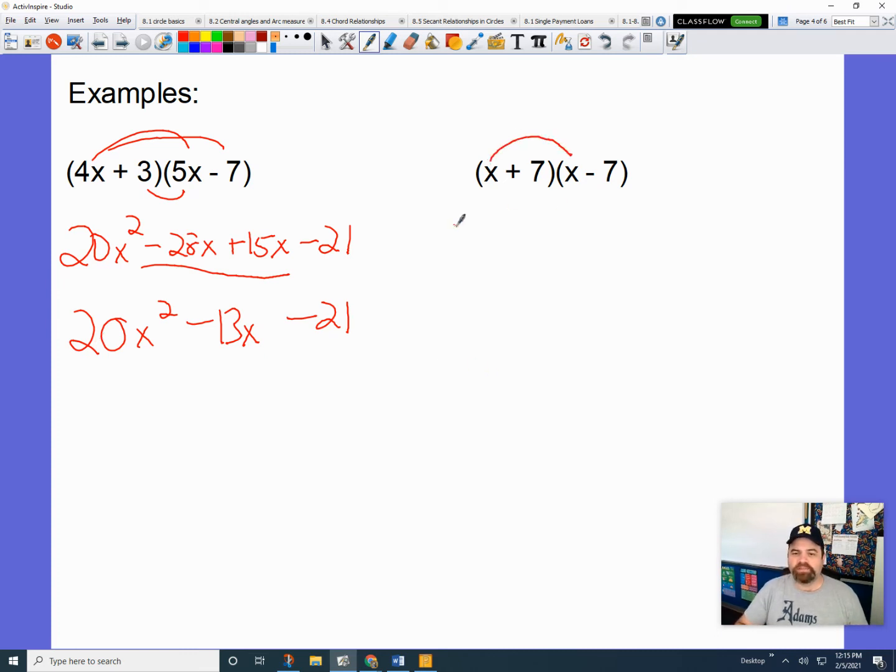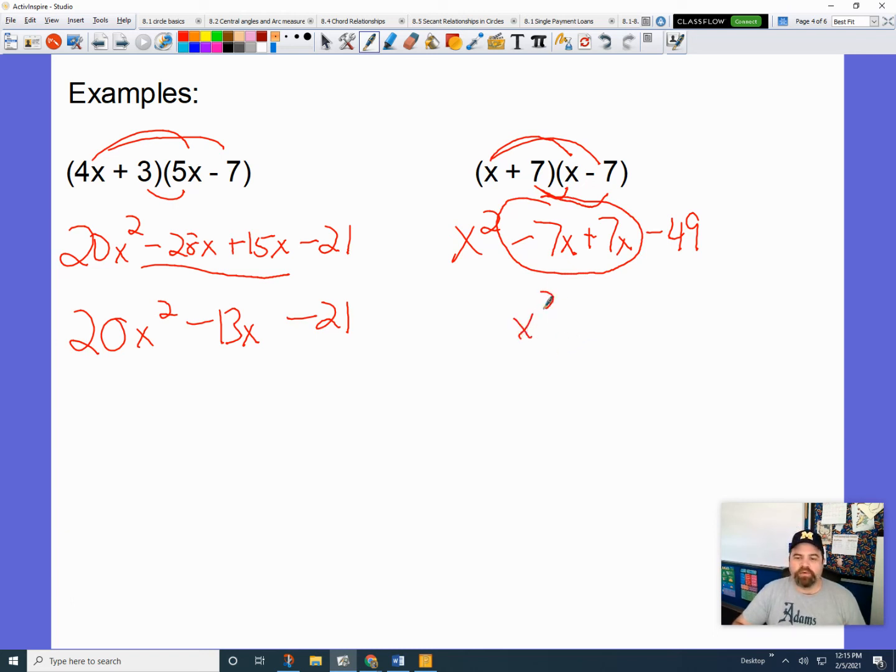x times x, x times negative 7, 7 times x is 7x. Now, if you notice, you might already see what's going to happen here. These two terms in the middle, when you add them together, you get a 0 term. You don't need to put a 0 term in your answer, so you wind up with a binomial.